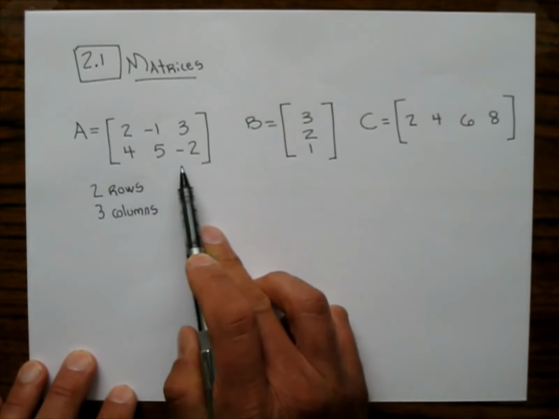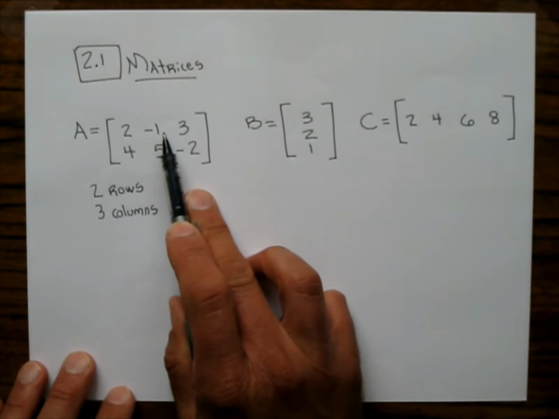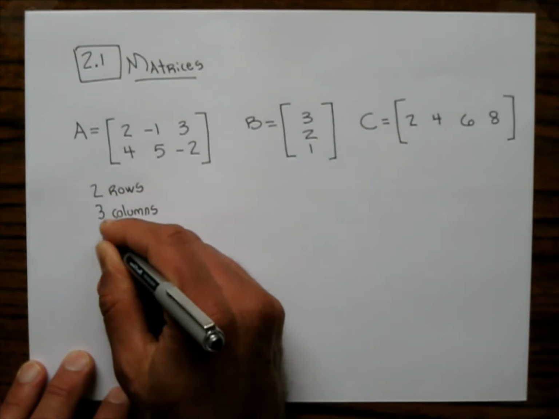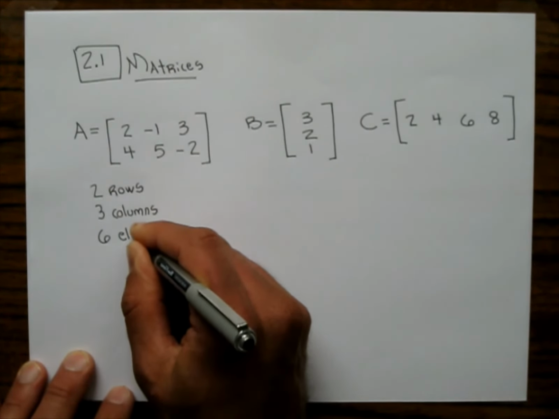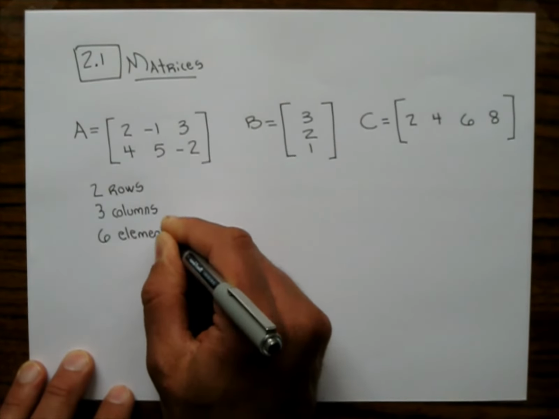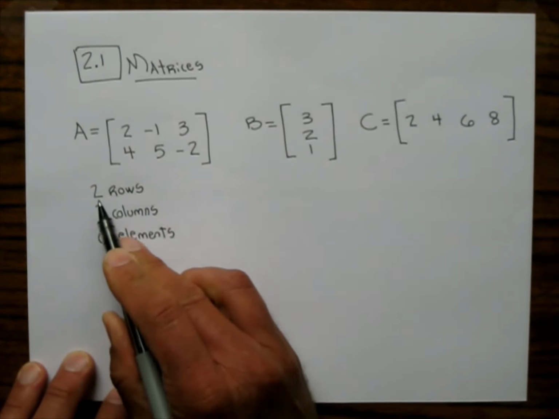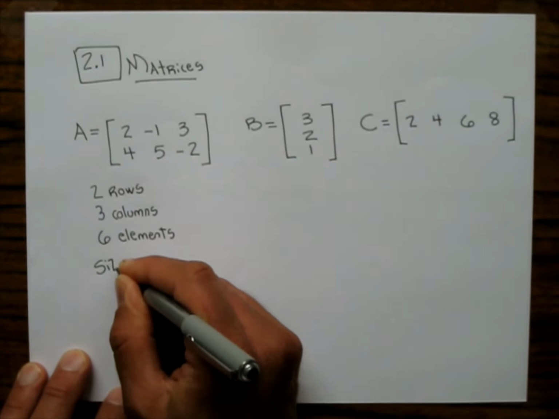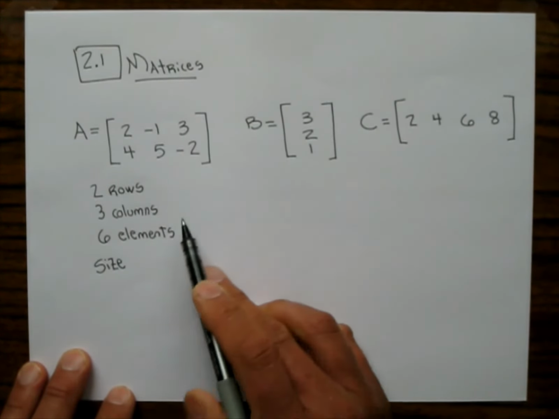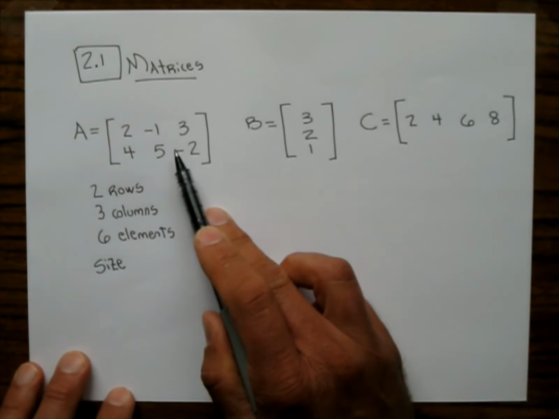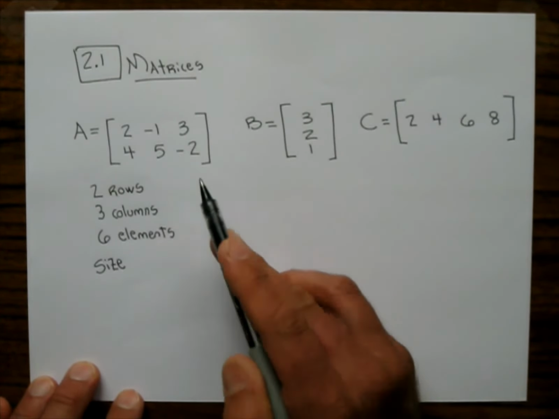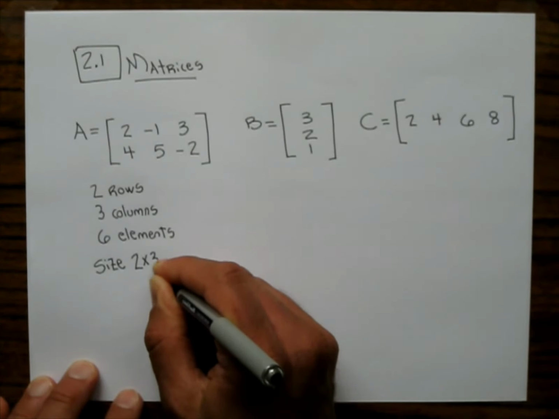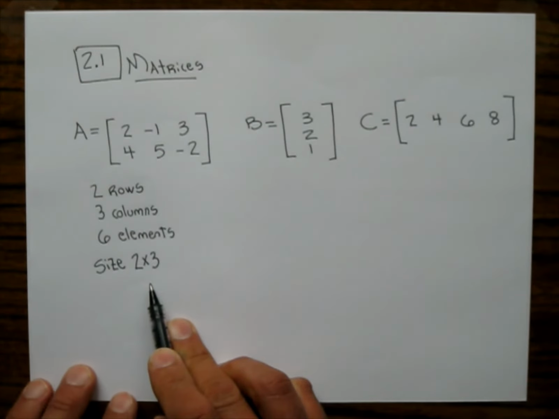So how many elements are in this matrix? The elements are the entries. 1, 2, 3, 4, 5, 6. So there are 6 elements, which is essentially 2 times 3. The important part is figuring out the size of a matrix. The size of matrix A happens to be rows by columns. So this is going to be 2 by 3. 2 by 3 is the size.